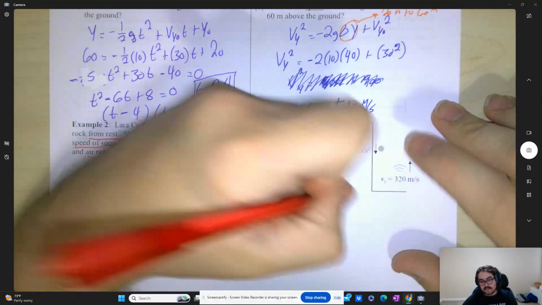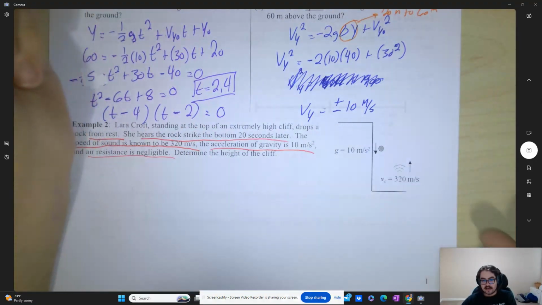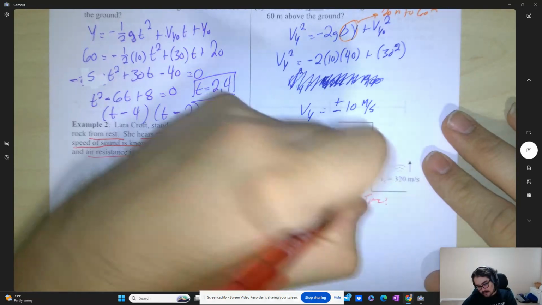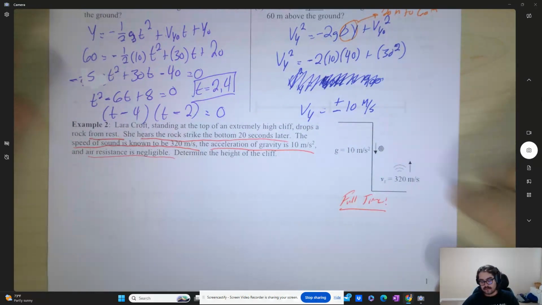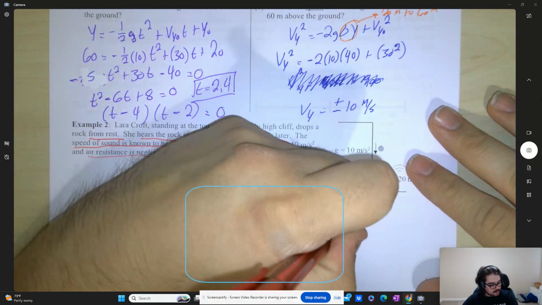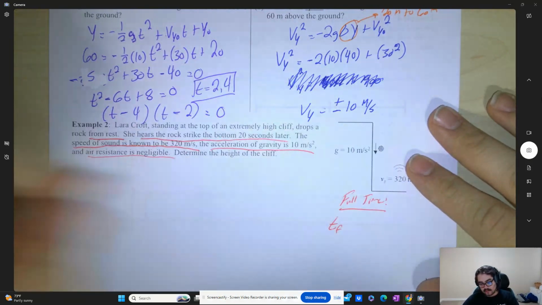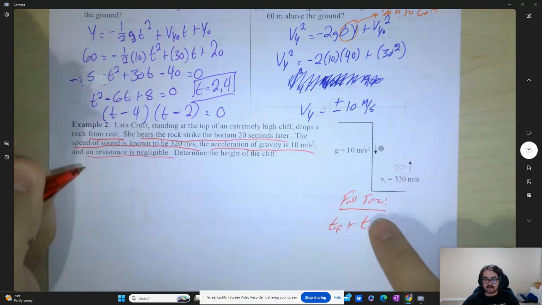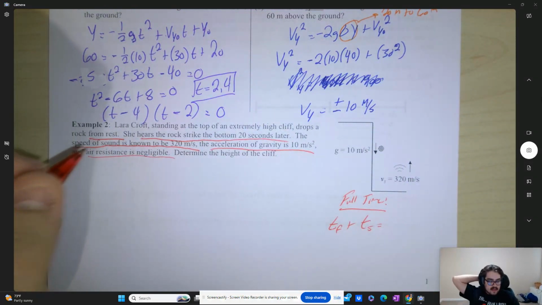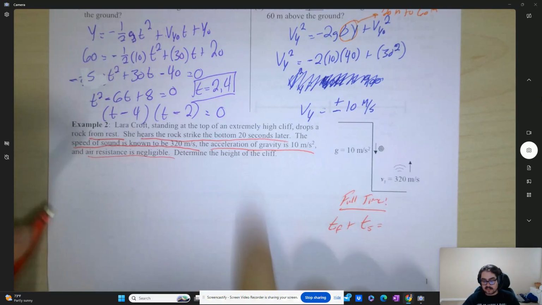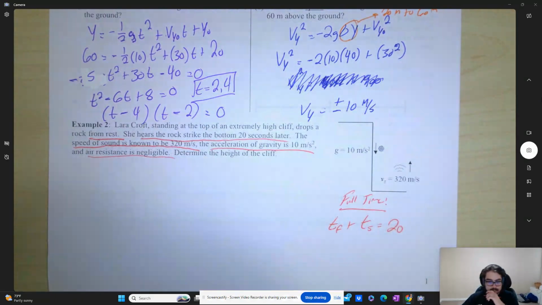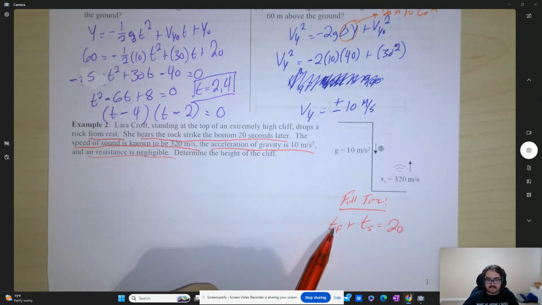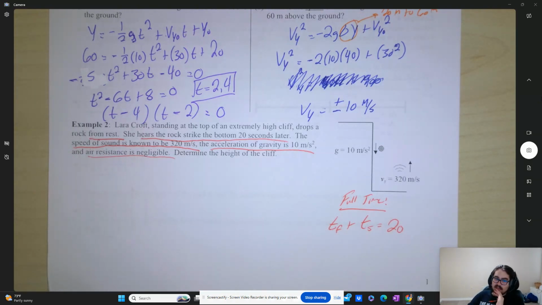So if you think about it, the total time for the whole thing to happen, which I'm going to call the full time, would be the time falling, which I'll call T sub f, added to T sub s, the time that it takes for the sound to go up, and that would give us the total time, which is 20 seconds. So the full time takes 20 seconds. Now we need to figure out the time for falling and the time that the sound takes.